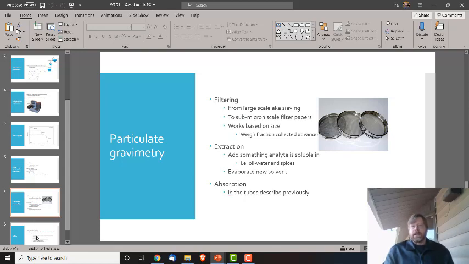Another example of this would be filtering a water sample to see what the suspended solids content is, things like that. You can do extraction as a particulate gravimetry method. Add something the analyte is soluble in, evaporate the solvent, and weigh the particulate that's left over. That would be an example of how to do that. Absorption, like the tubes described for the organic analysis.